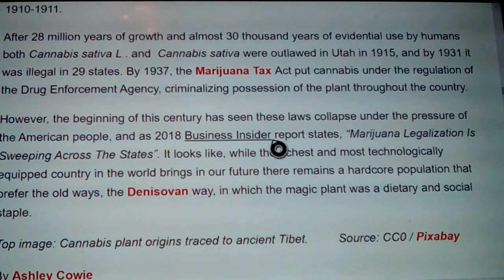But I digress. After 28 million years of growth and almost 30,000 years of eventual use by humans, cannabis sativa was outlawed in Utah in 1915. And in 1931, it was illegal in 29 states. By 1937, they had developed the Marijuana Tax Act and put cannabis under the regulation of the Drug Enforcement Agency, which had been recently founded, criminalizing possession of the plant throughout the country unless you paid this tax on it. And then if you look into the history of it, eventually they made that into something else.